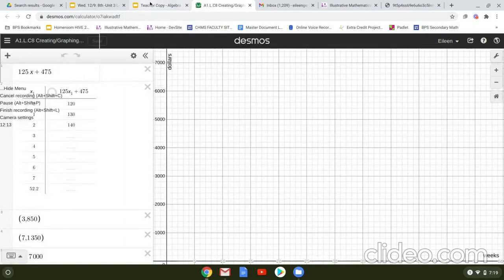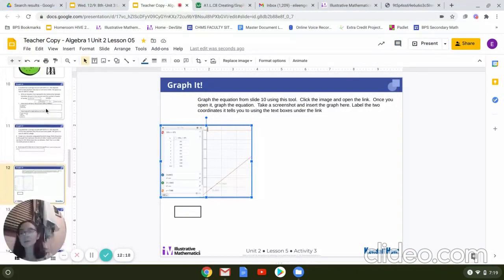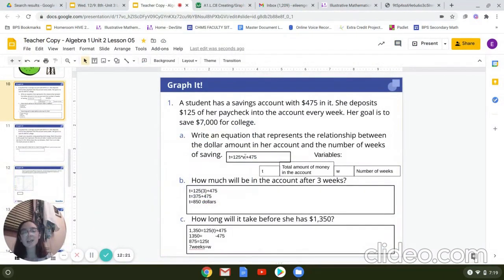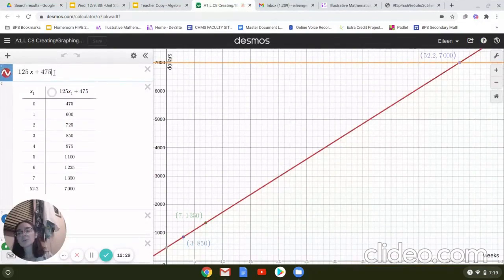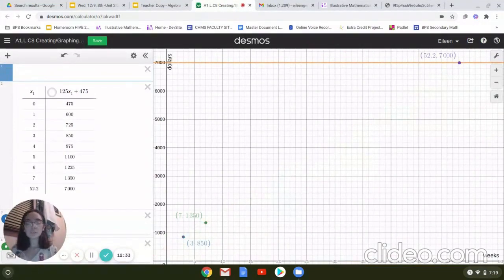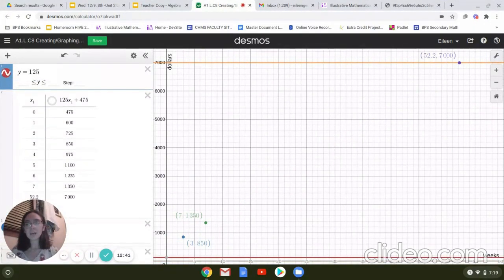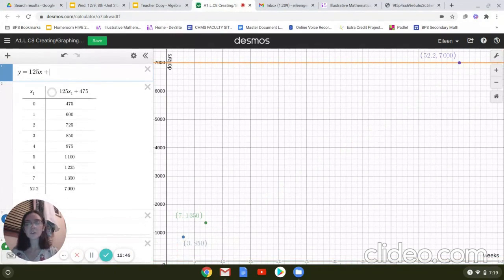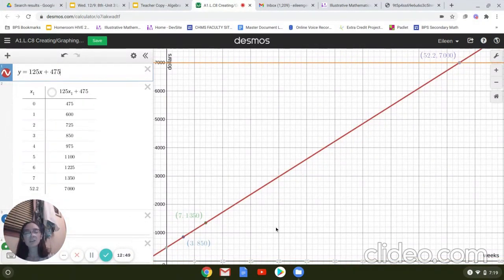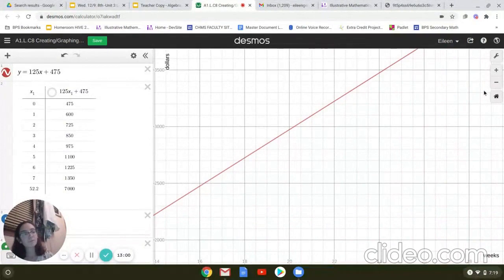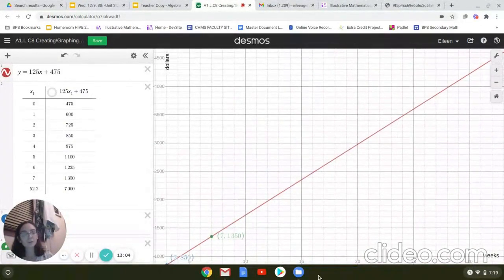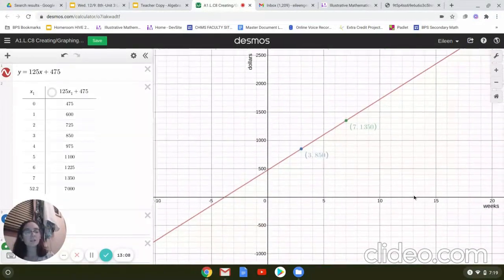From there, you need to type in the equation that we wrote here. Our equation is 125 times W plus 475. So you're going to come to this Desmos, come into the spot where the green squiggly is, delete it, and type in y = 125x + 475. You're going to have a graph here with labels of weeks and dollars. You probably want to zoom in a little bit and drag it down a little bit so that we can see, and we'll be good there.